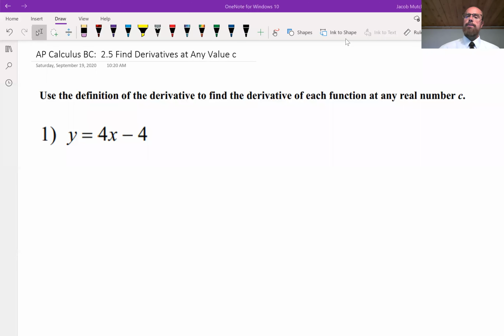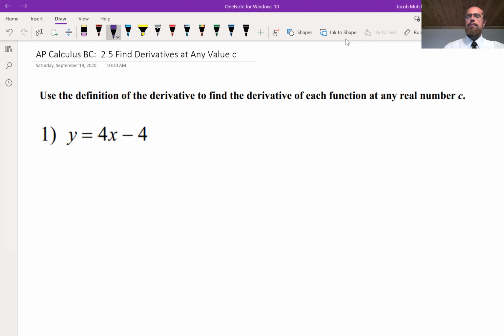Welcome to Calculus. Today we will investigate finding derivatives of functions at any value c, focusing on the algebraic limiting process to create a derivative function using the definition. We'll take a look at three examples. The first is a linear function. The second two are both quadratic.